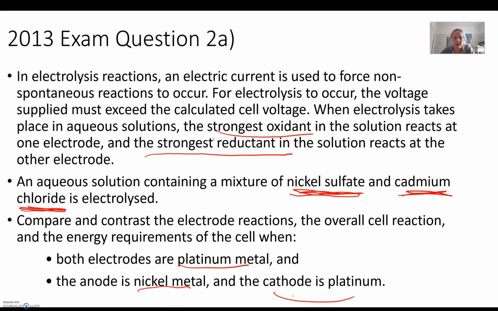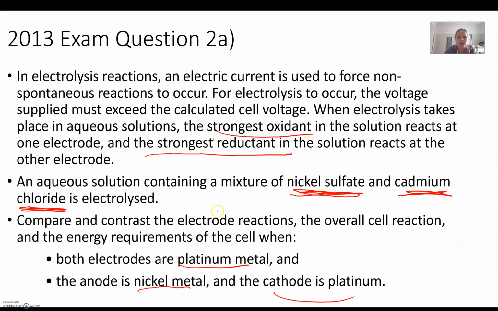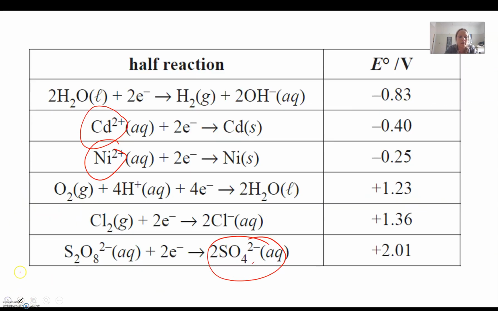Okay, so what we're going to do now is go and have a look at these cell potentials that were provided in the question, and work out what we think is going to happen. So here are the reduction potentials, okay? So you've got cadmium, nickel, you had sulfate, which is here. I think we had chloride. I'll just have to go back and actually read. I should have put that all on one side. That's annoying. So we've got nickel sulfate and cadmium chloride. Okay, so here are all of our species.